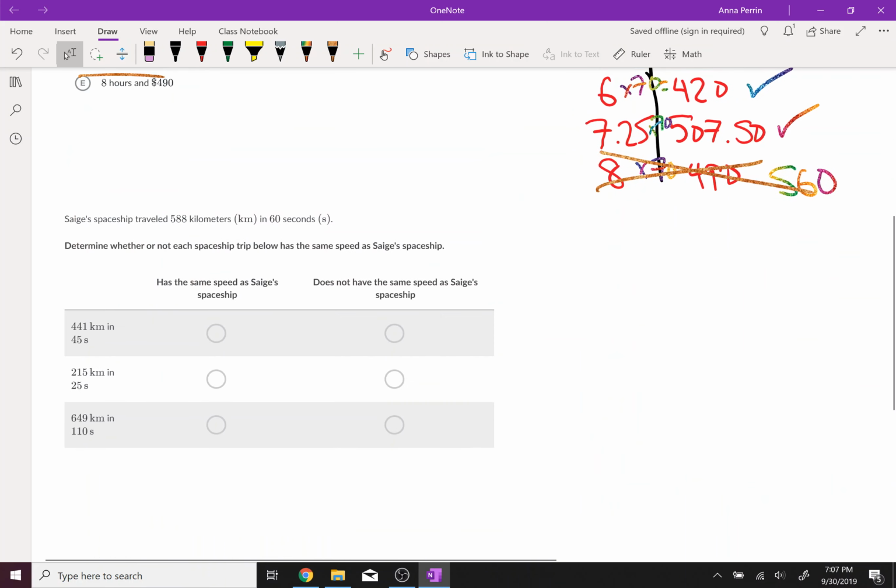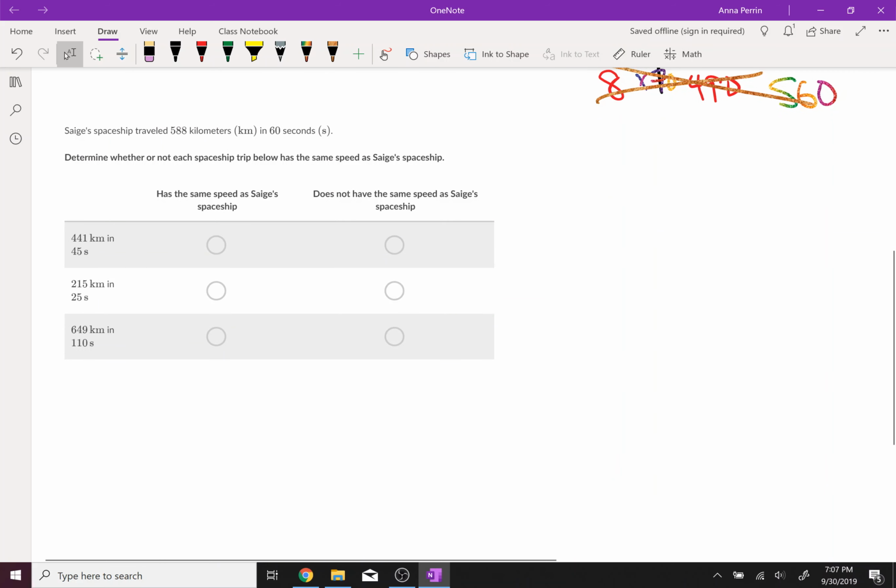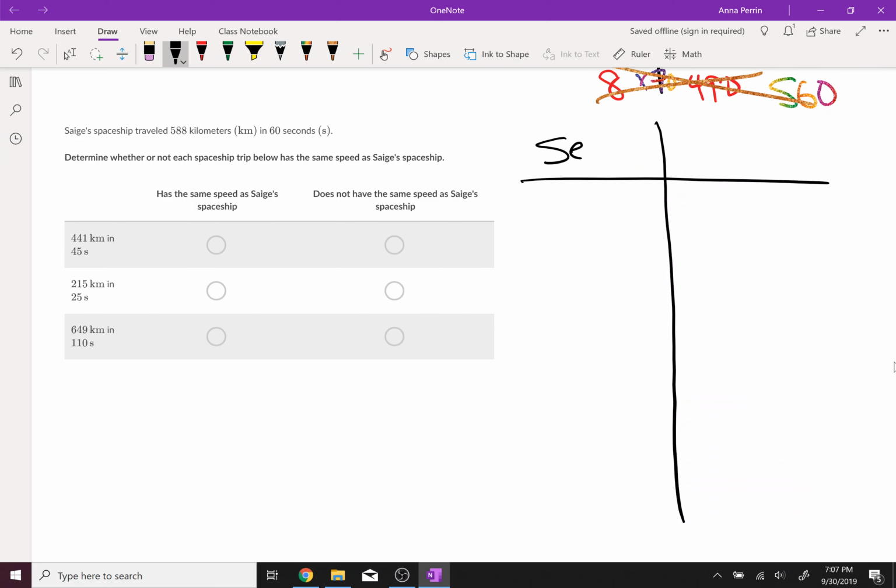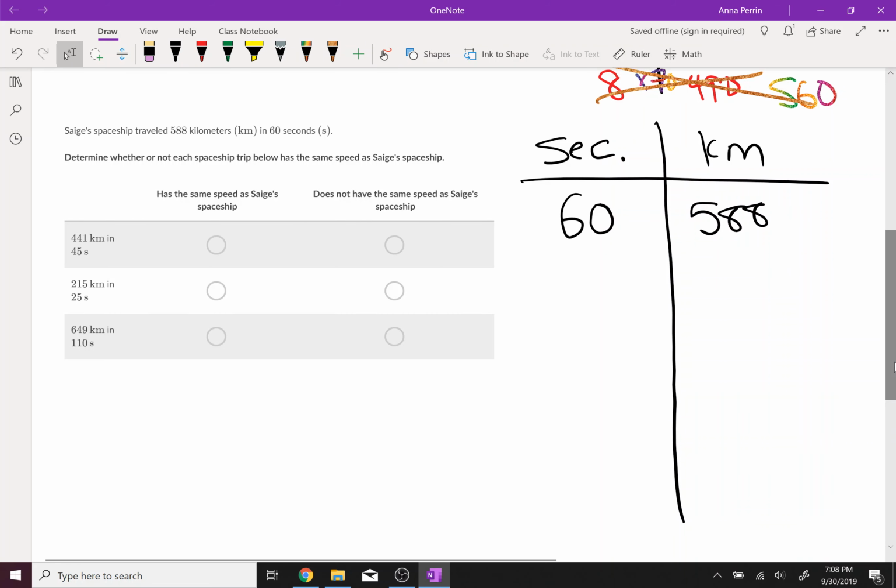Let's look at one more problem. So here it says Sage's spaceship traveled 588 kilometers in 60 seconds. Now I'm going to do the exact same thing and set up a table. I'm going to put seconds on the left and kilometers on the right. So I'm going to put 60 seconds with 588 kilometers. Again, I put seconds on the left and kilometers on the right because the distance that you travel depends on how long you're traveling. So seconds is my independent variable, kilometers is my dependent variable.